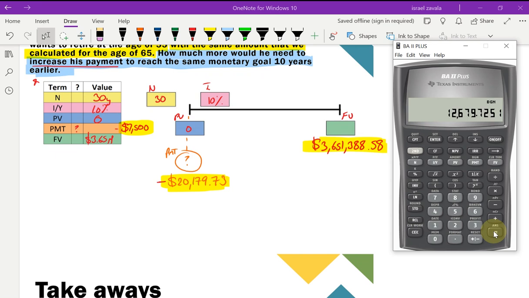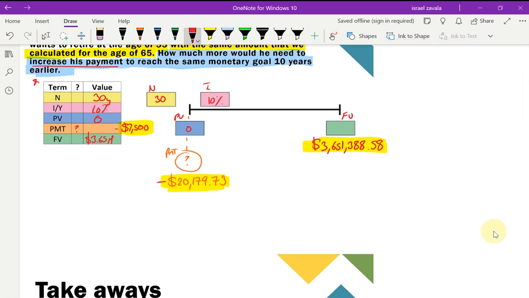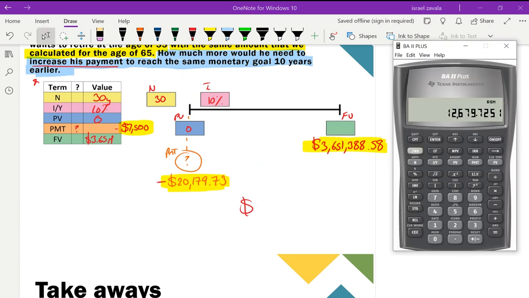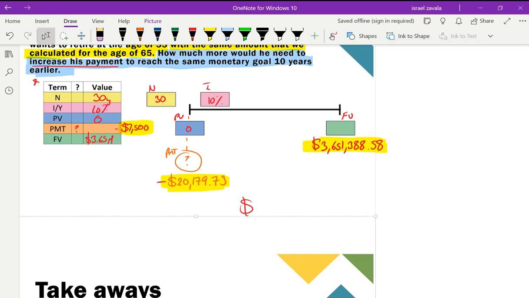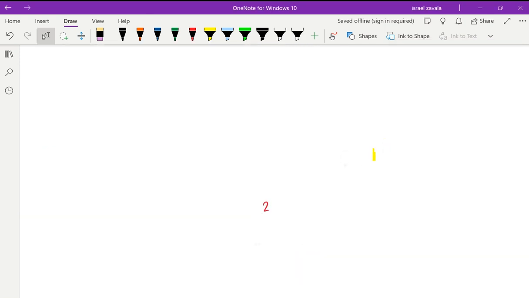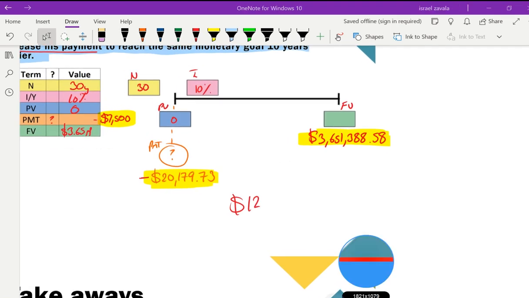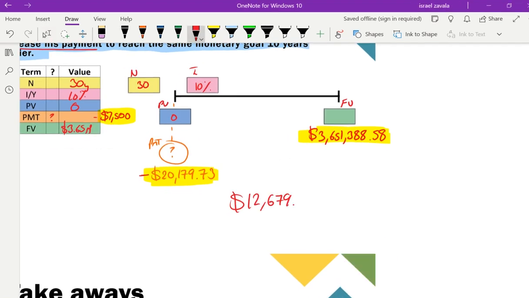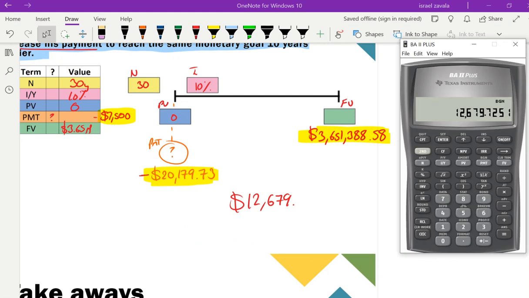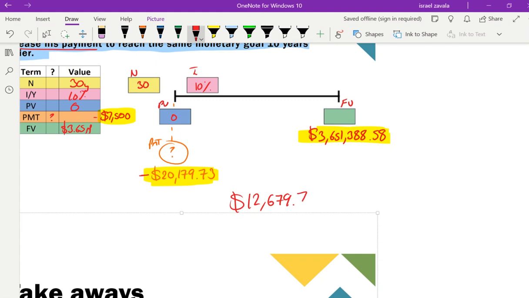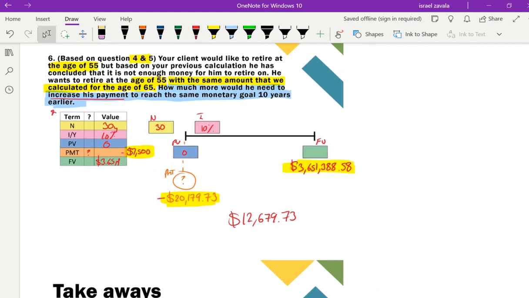$12,679.73. Sorry, what's going on? $12,679.73. 679, and how many cents was that? I apologize. And 73 cents. Okay, that is how much more we would need to save every year to reach our same goal 10 years earlier.